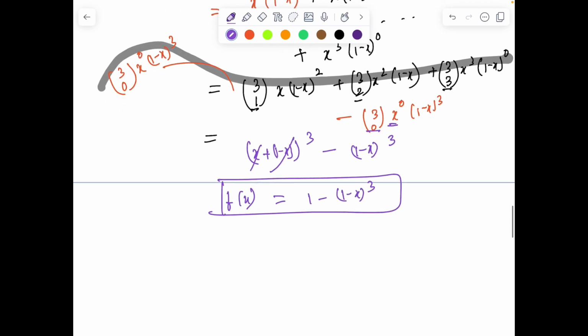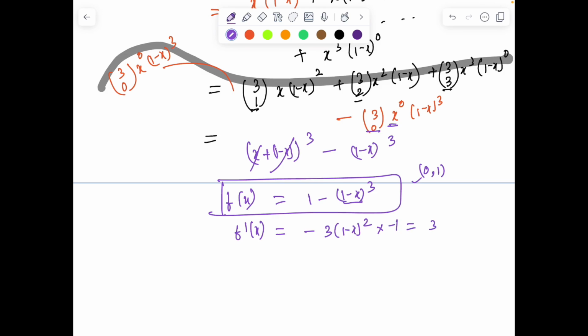Now since the function I have defined only from 0 to 1, it's quite easy to investigate this. So if you find the derivative, it's going to be minus 3 times 1 minus x whole square, and don't make the mistake of not putting minus 1.